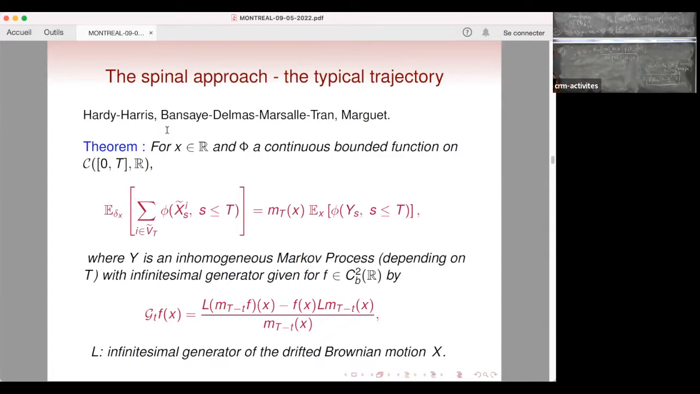And so we would like to prove that under m t x, the canonical process, this process, is an inhomogeneous Markov process with generator G t. That's exactly what this result means.